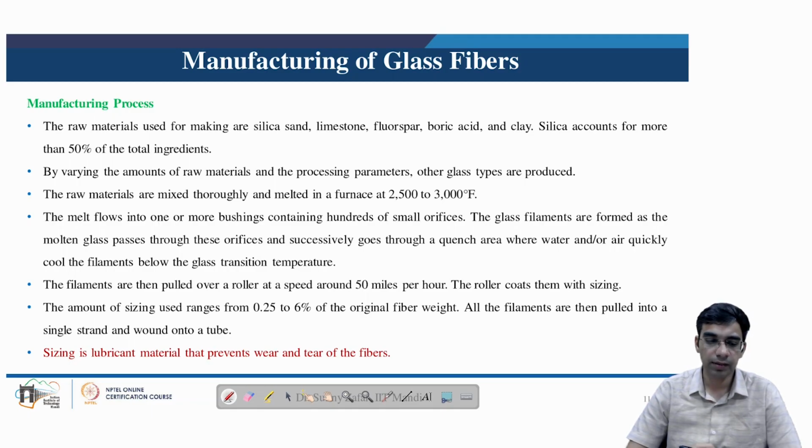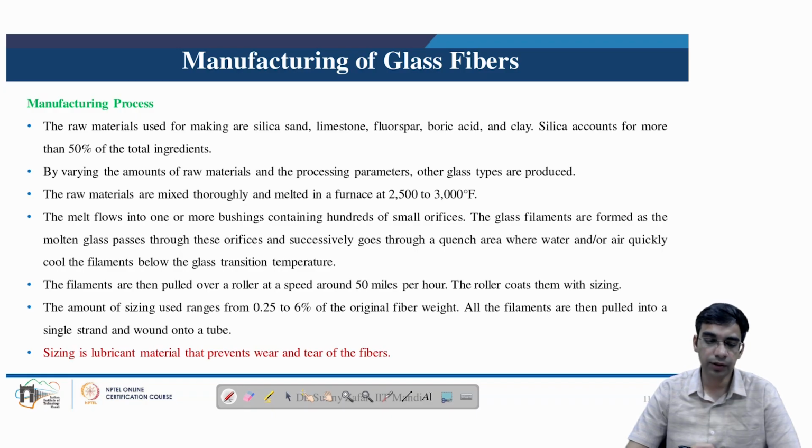The raw materials are generally mixed thoroughly and melted in a furnace at 2500 to 3000 degrees Fahrenheit. Once the constituents get melted, they flow into one or more bushings which contain hundreds of small orifices. The glass filaments are formed as the molten glass passes through these orifices, and they successively undergo quenching, where water or air is used to quickly cool the filaments below the glass transition temperature.